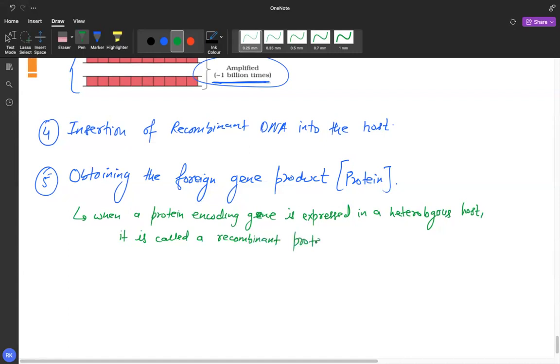It is called a recombinant protein. Yes, Parker, because it's different. Perfect.